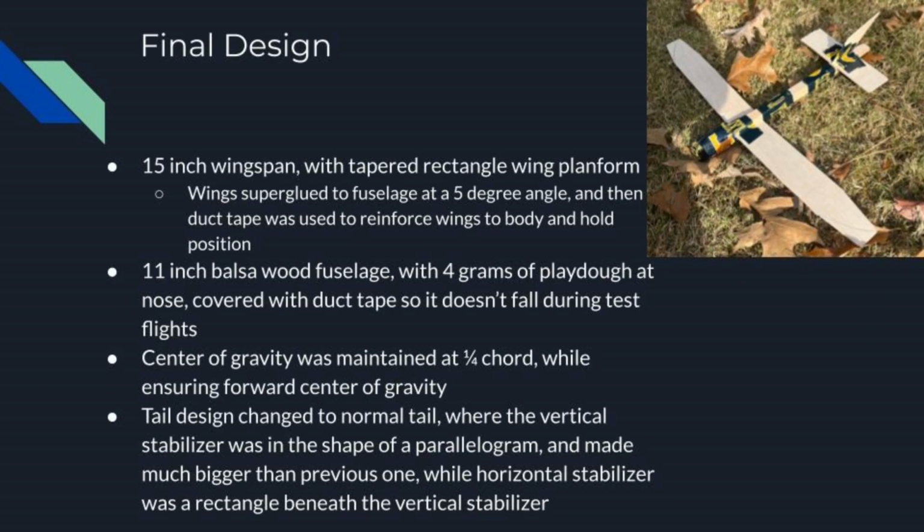So for my final design, I settled on a 15-inch wingspan with tapered rectangular wing planforms. The wings were super glued to the fuselage at a 5-degree angle, and then duct tape was used to reinforce the wings to the body. The balsa wood fuselage was increased to 11 inches with 4 grams of Play-Doh at the nose, which covered the duct tape so it doesn't fall off during the flights. This made the center of gravity stay at the 1/4 chord.